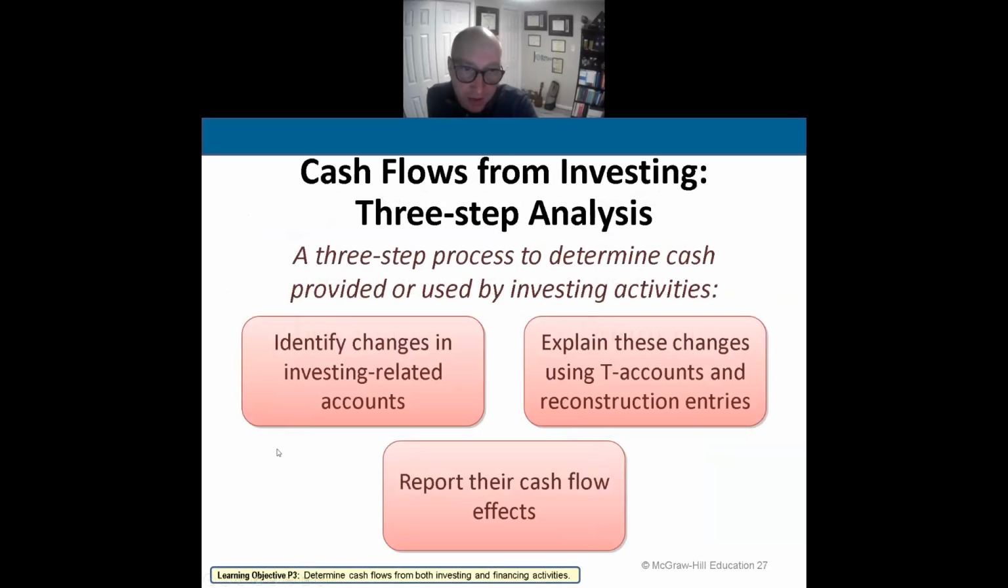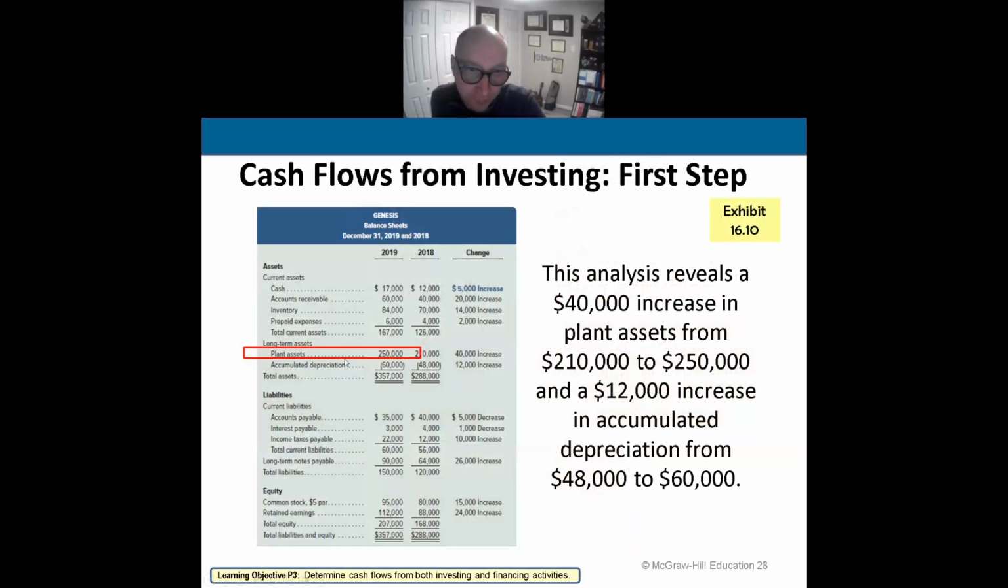For investing and financing activities, it's very straightforward. There are three steps to calculating the investing and financing activities. We look at changes in investing and financing, look at their T accounts, and report the cash flow effects. Looking from year to year, we can look at the change: a $40,000 increase in plant assets. We probably purchased some assets, obviously $40,000 worth. So that is a change that would be reported under your investing activities.